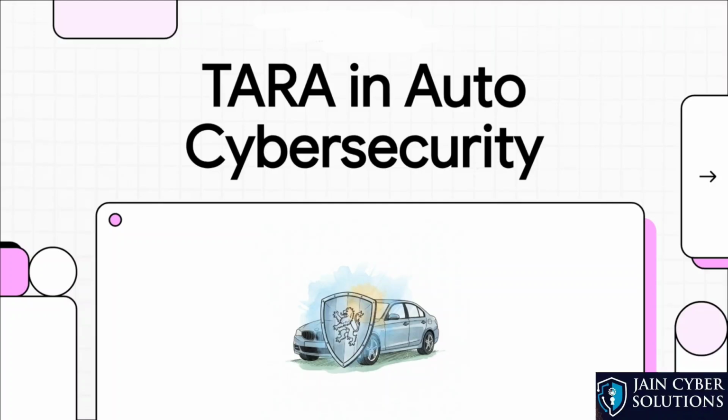Welcome to The Explainer. Today, we're diving straight into the exact methodology engineers use to defend modern connected vehicles against digital heists. As our cars essentially become giant smartphones on wheels, the security shield protecting them needs to be absolutely airtight. That shield is called TARA.